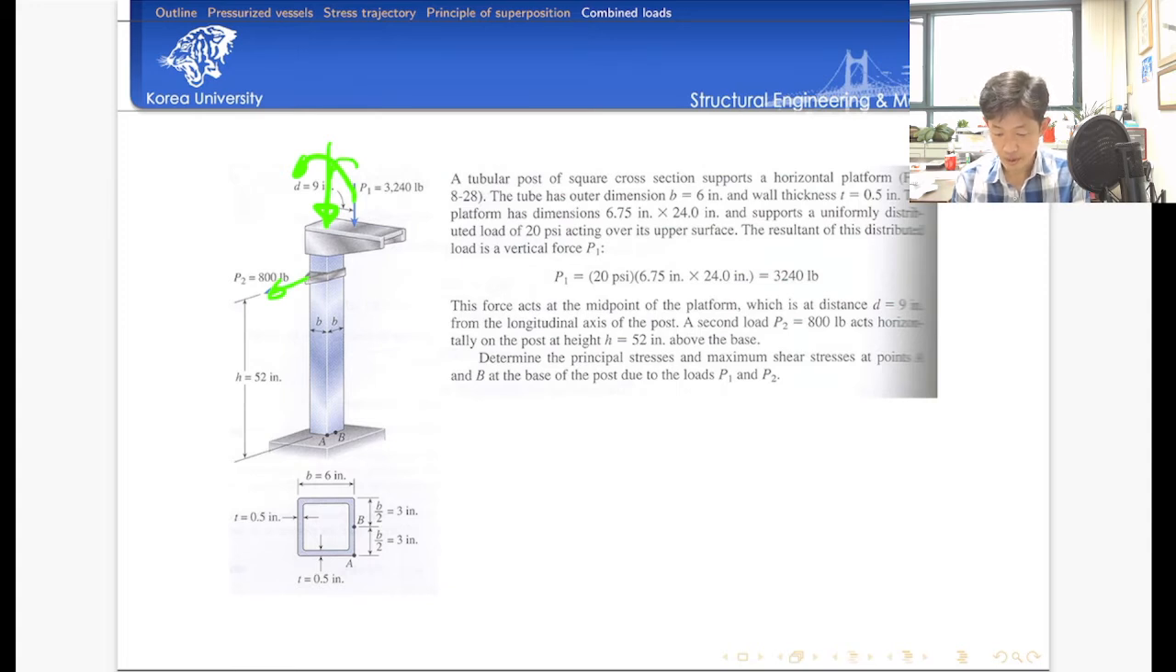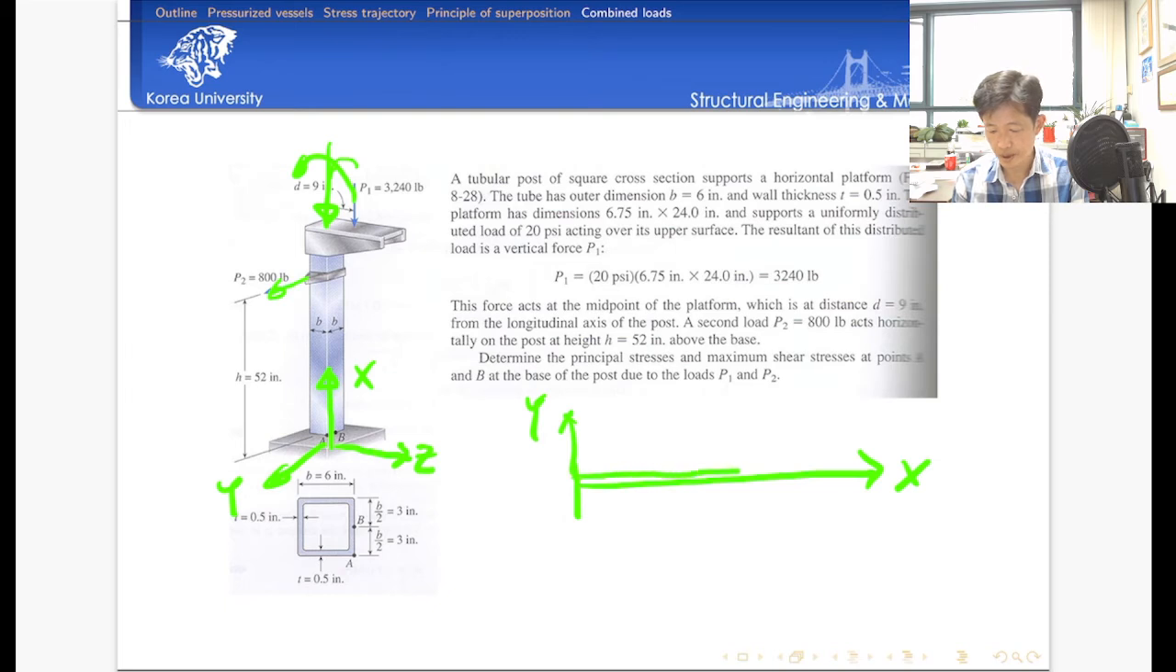For example, first we have to build a coordinate system, x, and here y, and then the axial direction is z. Okay, so first in the xy plane, I have a beam, and my beam is loaded by P2, 800 pounds. So are you able to analyze this simple cantilever problem? Yes, it's very easy, right? And then we can determine the shear stress and normal stress.